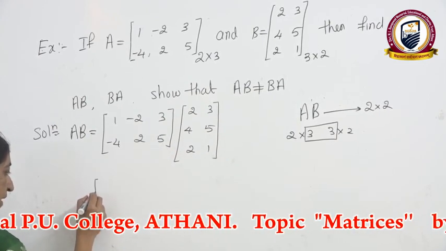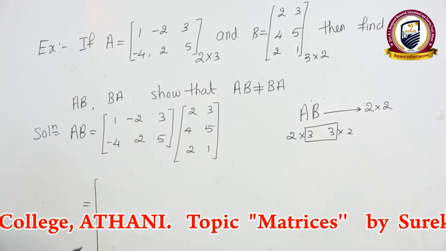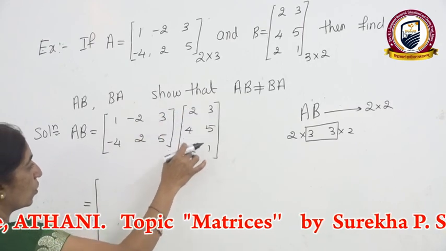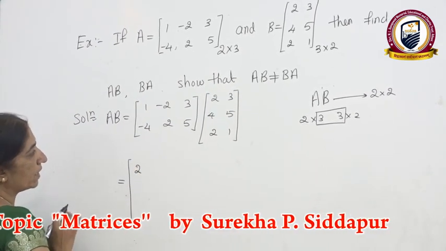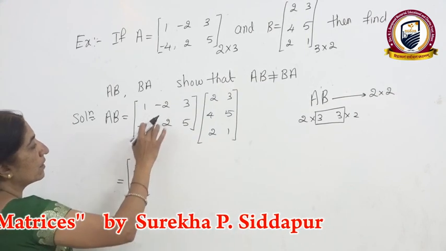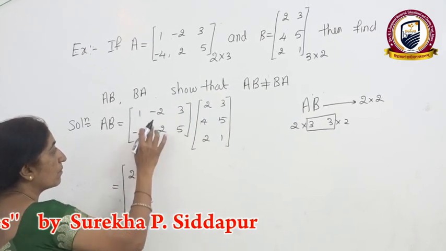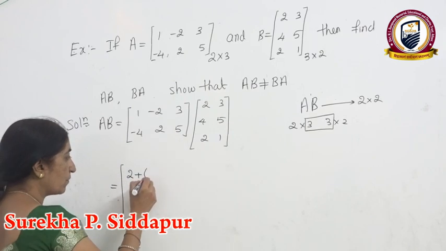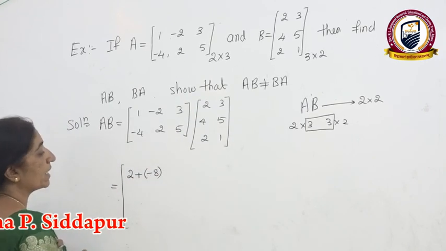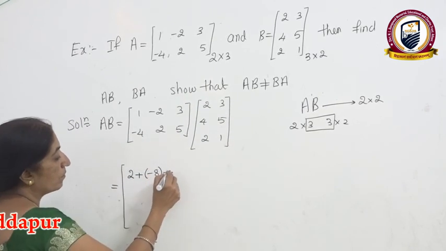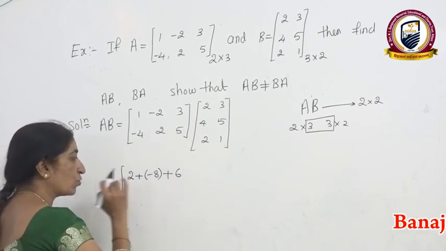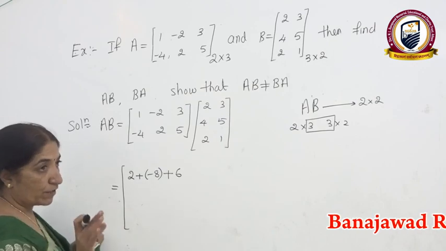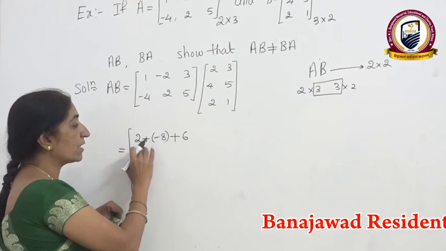Now multiply the corresponding elements of first row with first column. 1 into 2, that is 2. So now I am writing directly because now you are familiar. Plus minus 2 into 4, that is minus 8. Because of negative I am writing it in the bracket. Plus 3 into 2, 6. This completes first row with first column. After practice, after becoming familiar, you write like this.